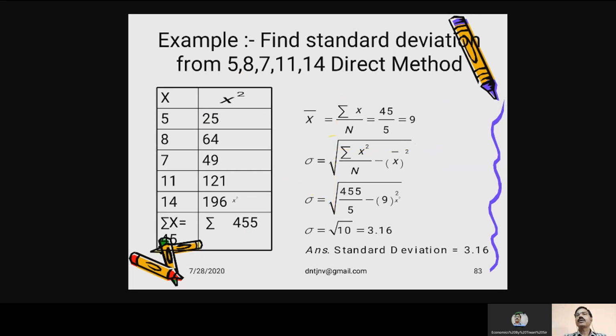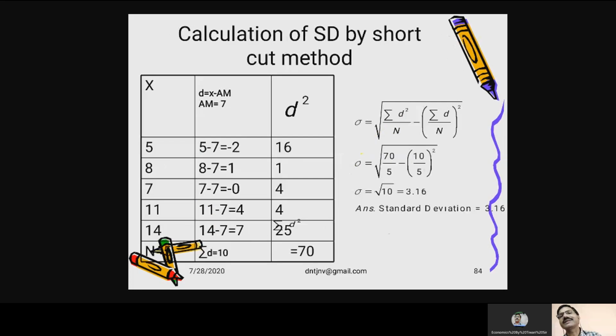Here again, what we are doing is the same thing. We find these absolute numbers and then their difference from the actual mean. The actual mean is 9, so square it. Then here 455 by 5 gives 91, minus 81. 91 minus 81 is 10. Square root of 10, you will get the same answer.